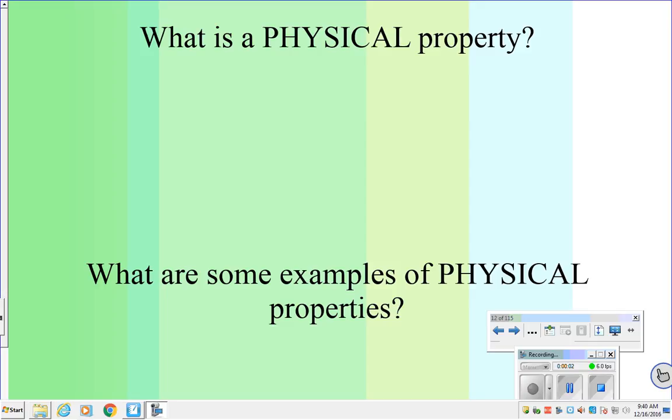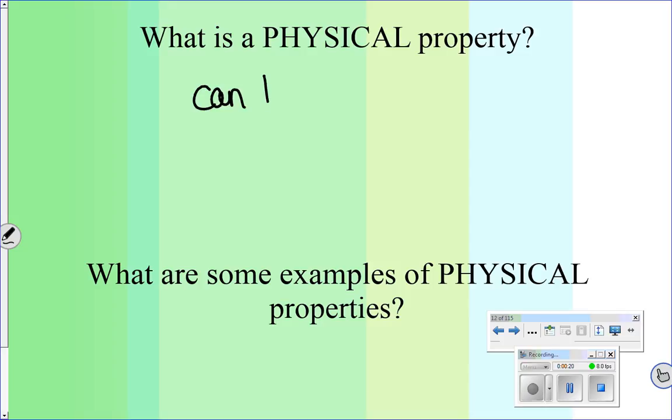Today we're going to talk about how physical and chemical properties can be predicted using the periodic table. Let's start by talking about what a physical property actually is. A physical property is a property that can be tested without changing the type of matter that you have. In other words, it's a property that can be tested without doing a chemical reaction. So the chemical composition of the material will remain the same.